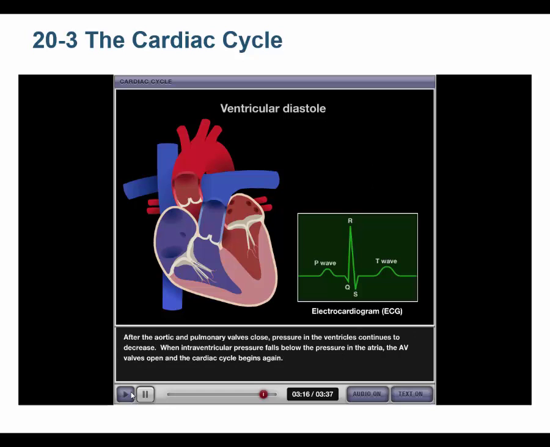After the aortic and pulmonary valves close, pressure in the ventricles continues to decrease. When intraventricular pressure falls below the pressure in the atria, the AV valves open and the cardiac cycle begins again.